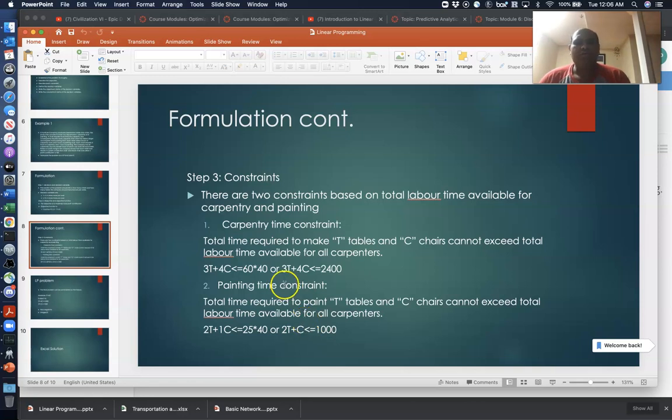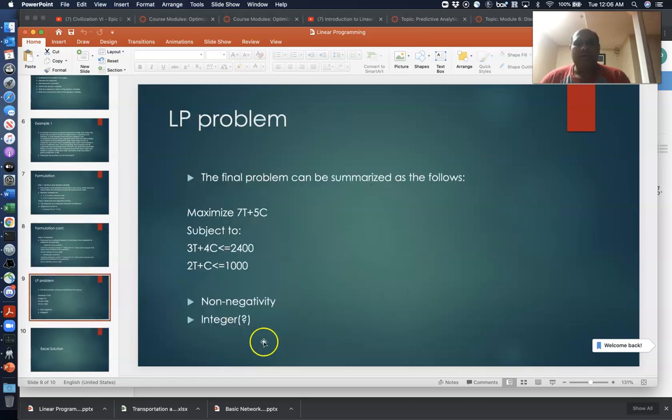Right? So those are the two constraints, and we can represent them as a linear programming problem this way, where you say the problem is to maximize 7T plus 5C subject to the two constraints 3T plus 4C is less than or equal to 2400 and 2T plus C is less than or equal to 1000.